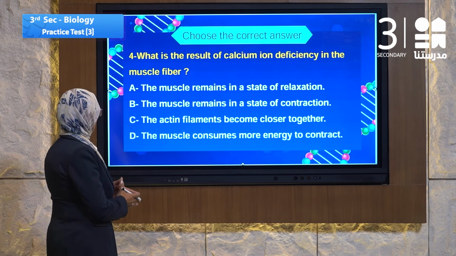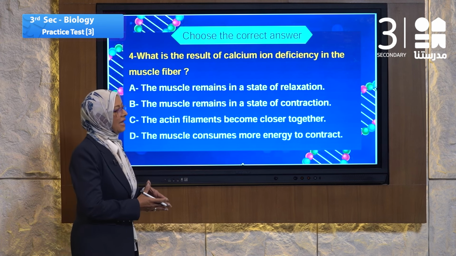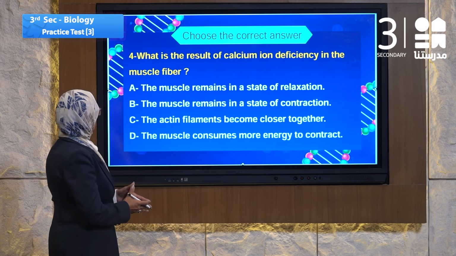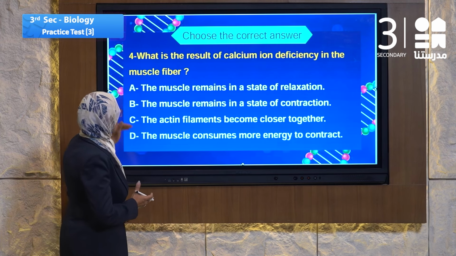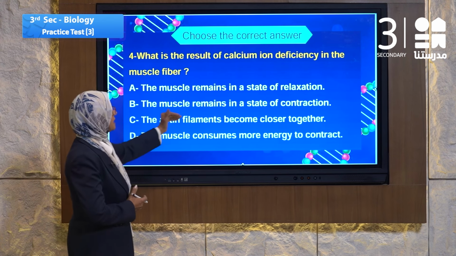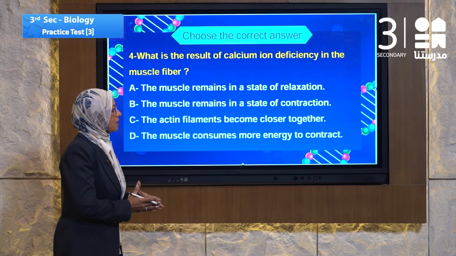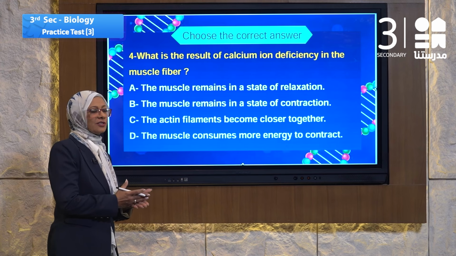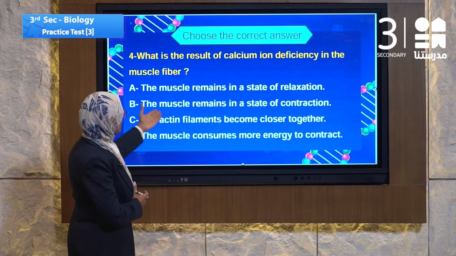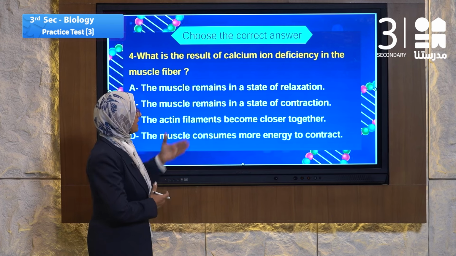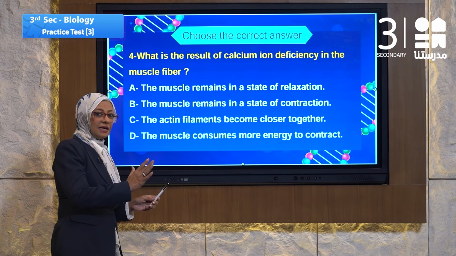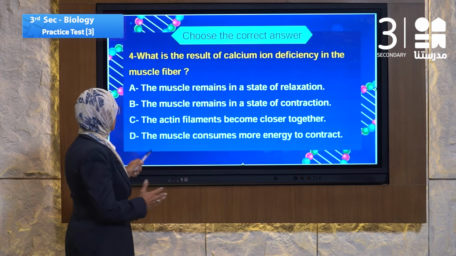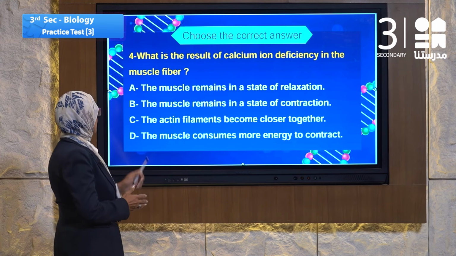The calcium ions deficiency has a function. So, what is the function here in these choices? Number A, the muscle remains in a state of relaxation. Calcium causes contraction, not relaxation. Number B, the muscle remains in the state of contraction. Stay as contraction in the deficiency of calcium? Let's read all the choices, then decide.